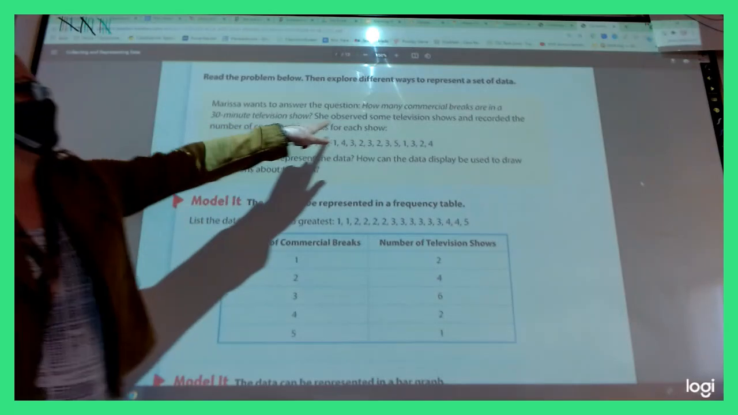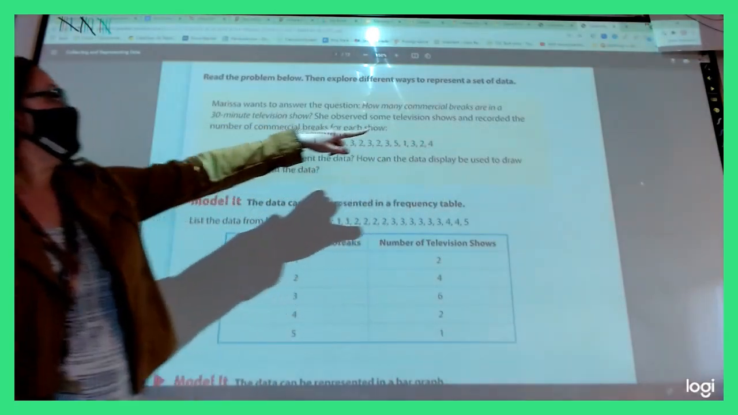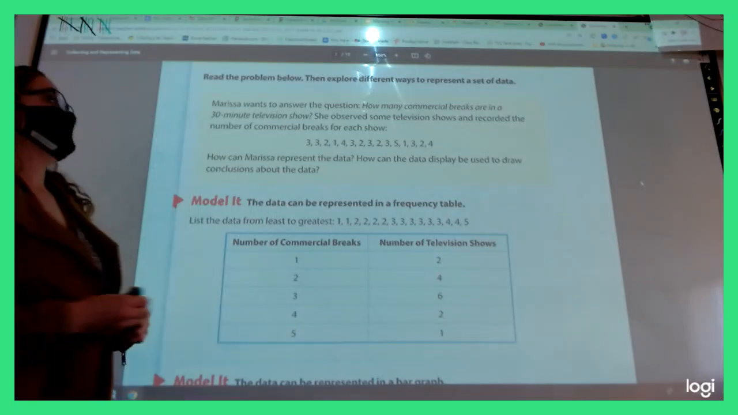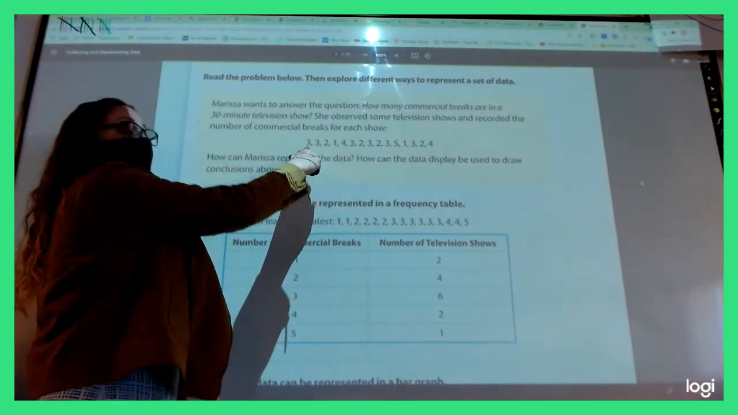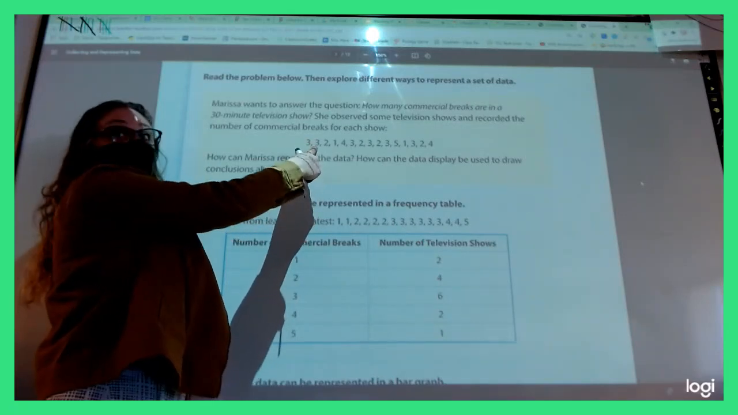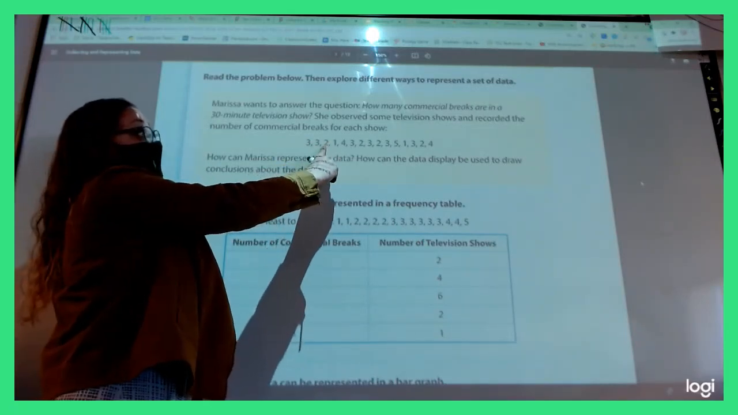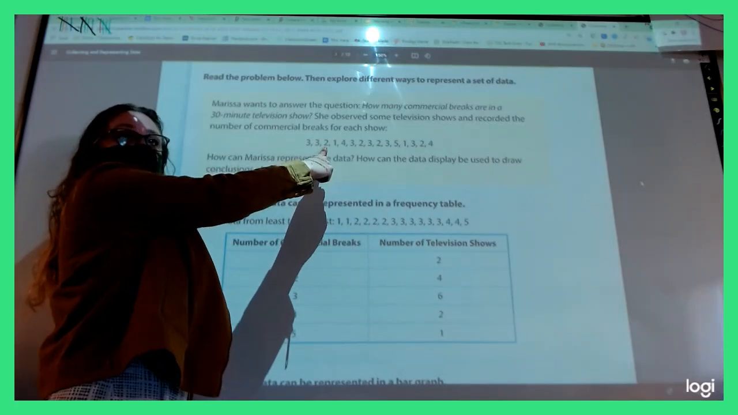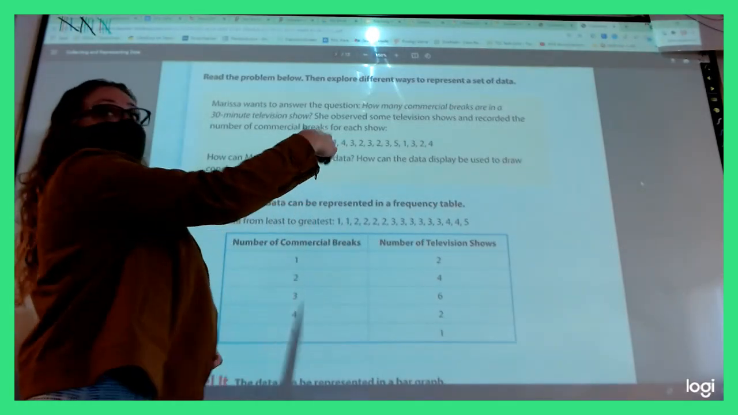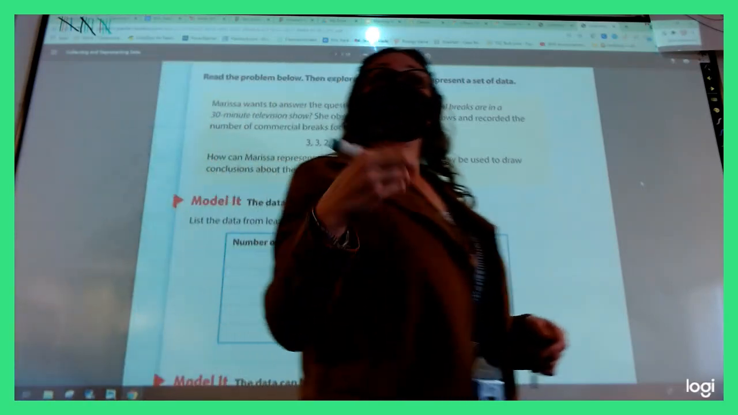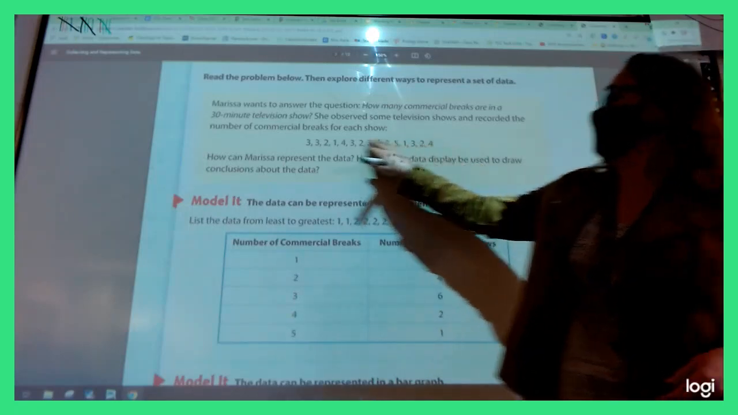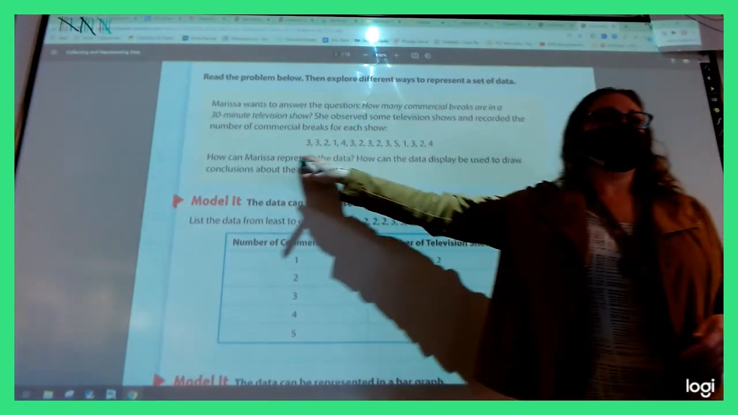So she observed some different television shows, and for each show, she counted the number of commercial breaks in a half hour. So this 3 means in that one show she watched for a half hour, there were 3 commercial breaks. Here's a different show, had 3 commercial breaks. This show, Lucky Duck, only had 2 commercial breaks. That one had 1. That one had 4. So she watched a lot of TV and just kept track how many commercial breaks, okay? So this is her data. Is that kind of hard to read and make sense of?